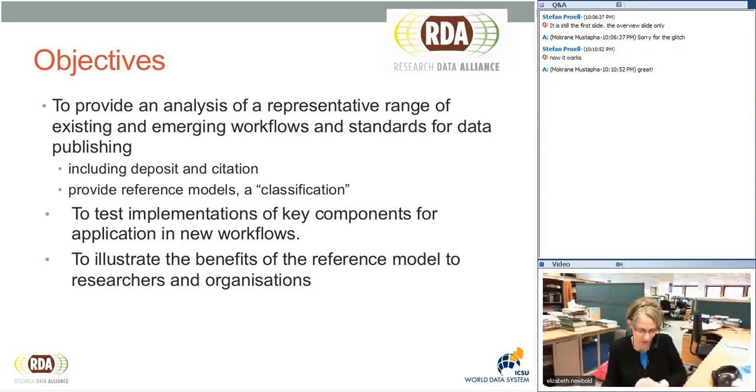So, as we said, our objectives are to provide an analysis of a representative range of existing and emerging workflows and standards for data deposit. This will include citation and reference models as well. We want to be able to test key components and applications for new workflows and to illustrate the benefits of reference models to researchers and organizations. We'd really like to have a suite of guidelines out there which show the best practice of the different communities and to be able to share emerging knowledge. And also we want to share experiences, perhaps what doesn't work as well as what we think does work well. It's always good to capture the bad as well as the good.